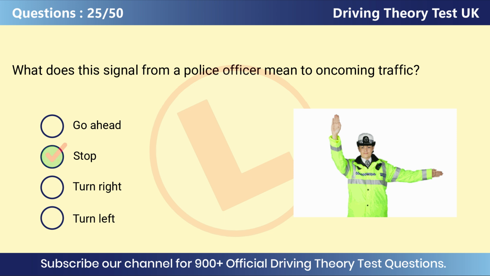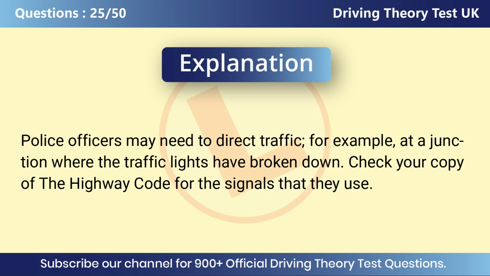B. Stop. Police officers may need to direct traffic, for example, at a junction where the traffic lights have broken down. Check your copy of the Highway Code for the signals that they use.